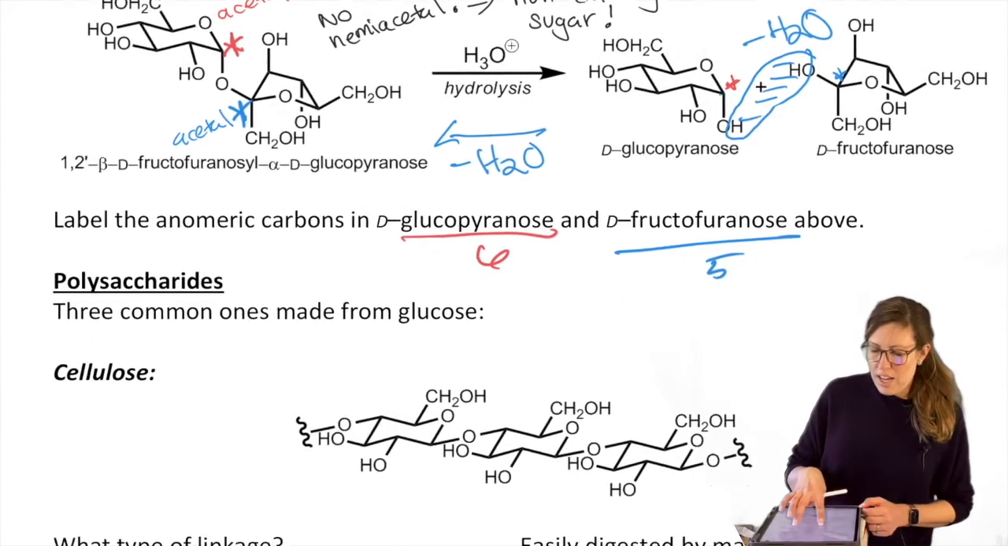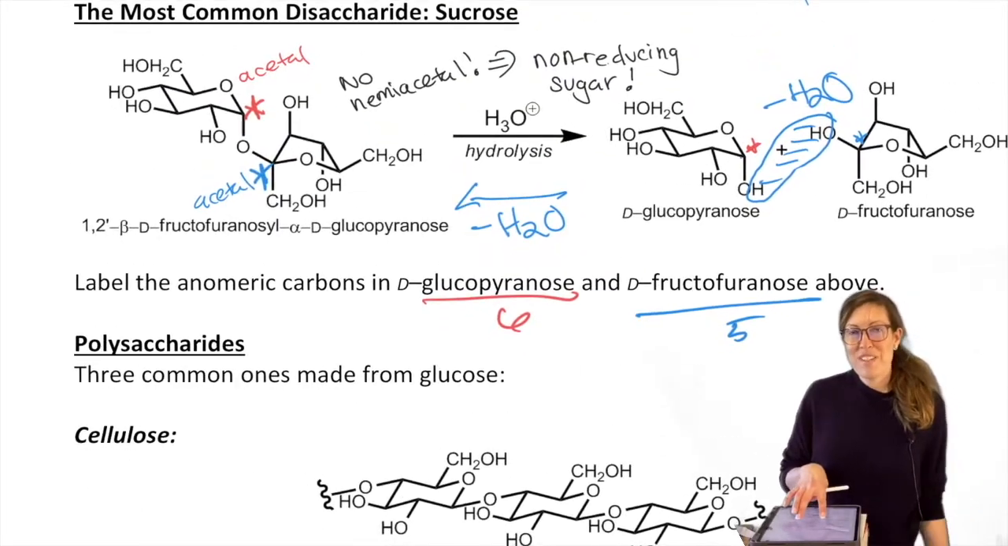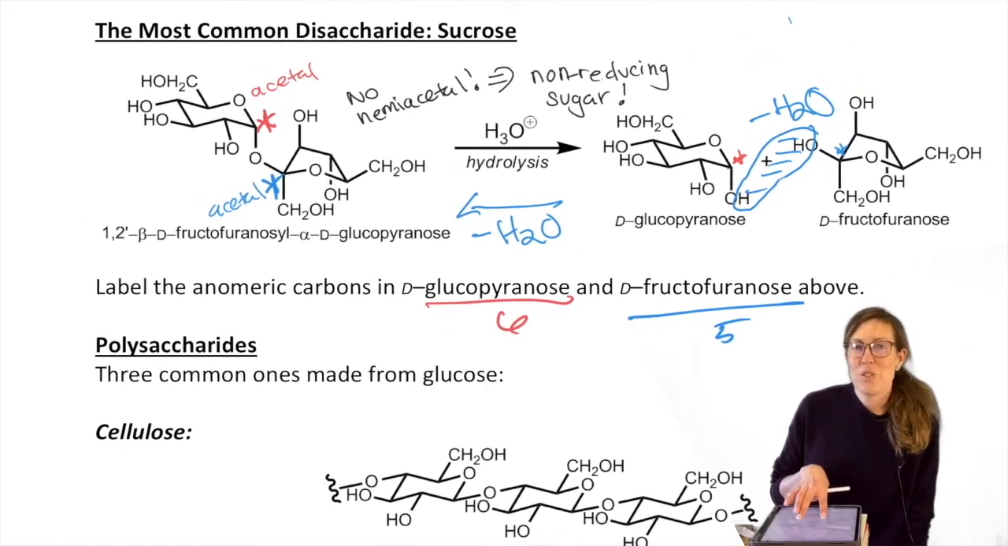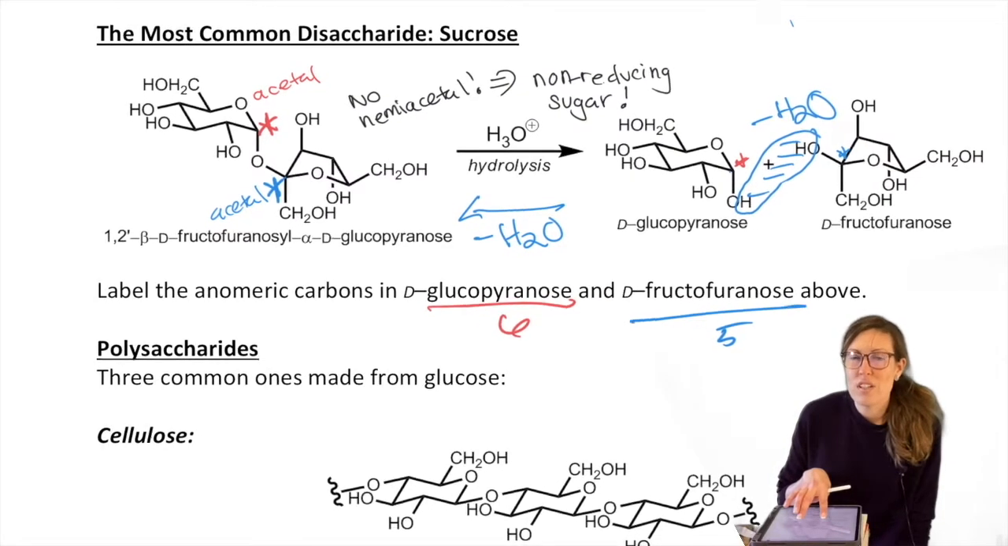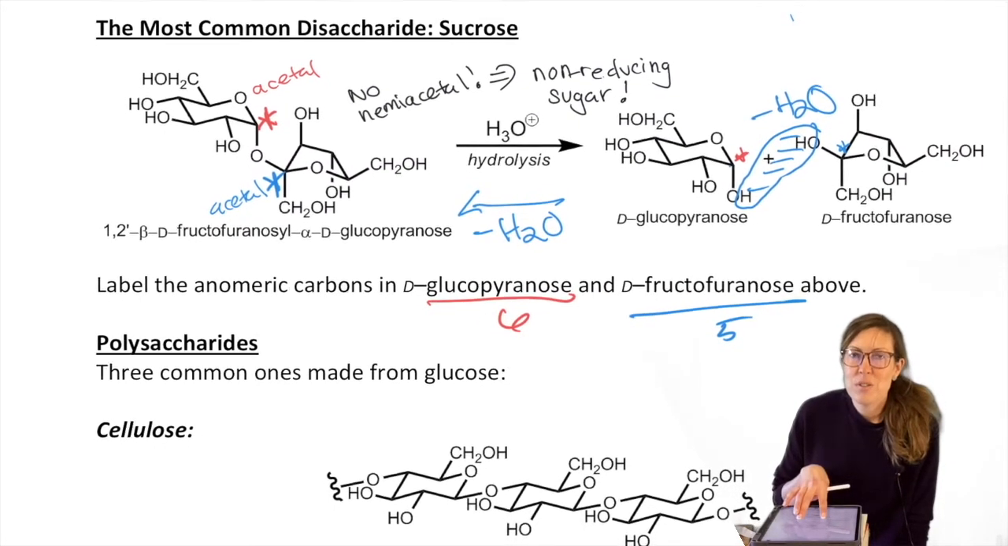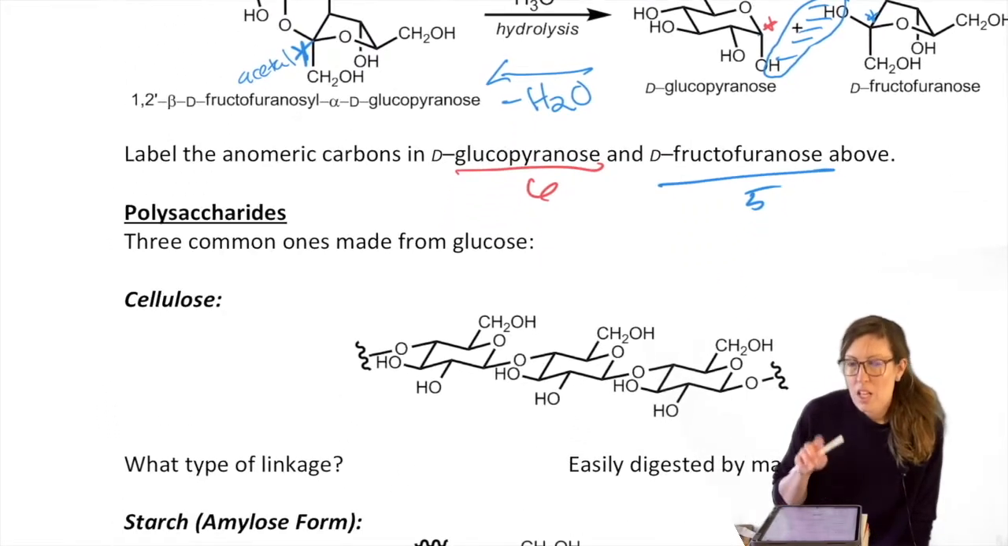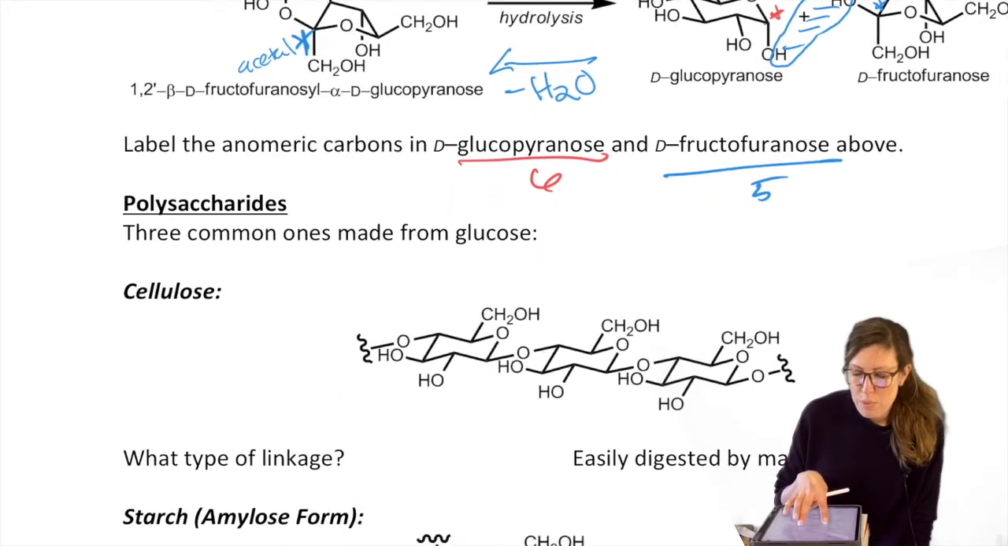All right, so that is disaccharide chemistry for you. You've got to lose water to form it. You've got to basically hydrolyze it, or have an enzyme do that for you to separate them. Now we're going to move beyond disaccharides into polysaccharides.